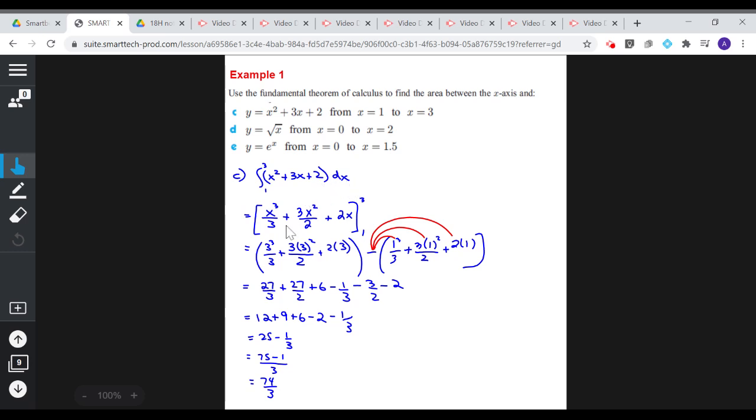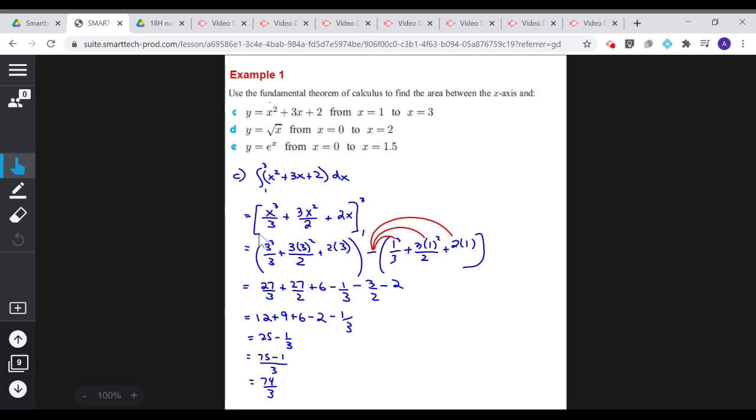And then I evaluate it when x equals 3, and I subtract the value when I evaluate it at x equals 1. So the integral of this function, hopefully we're feeling a little bit more comfortable with that now, is x to the 3 over 3 plus 3 times x to the 2 over 2 plus 2 times x. And now I need to evaluate it at 3 and 1.